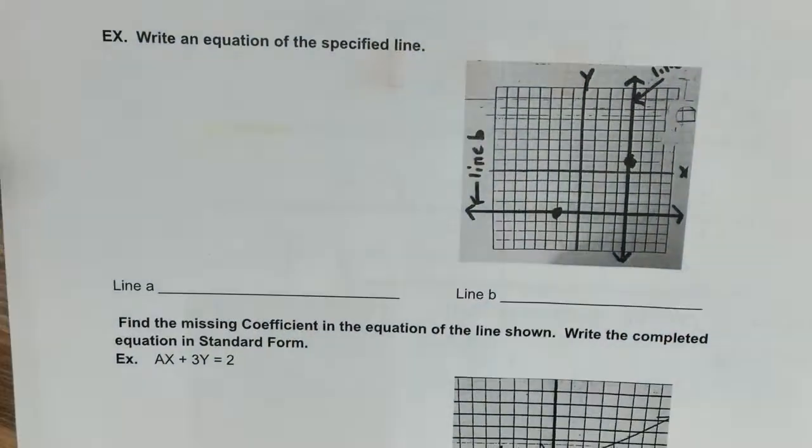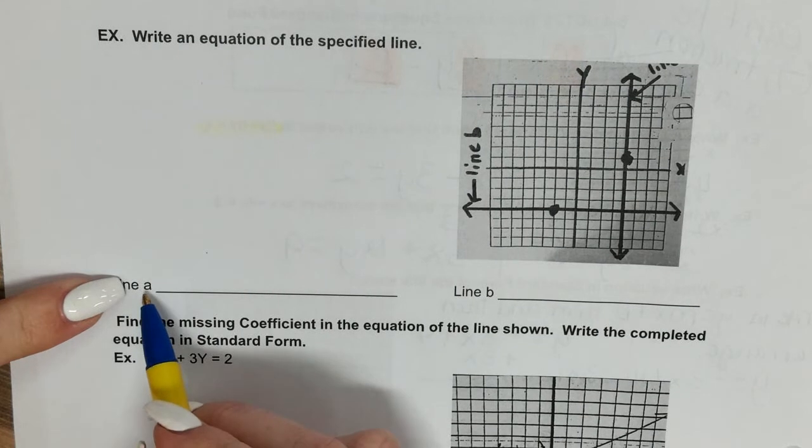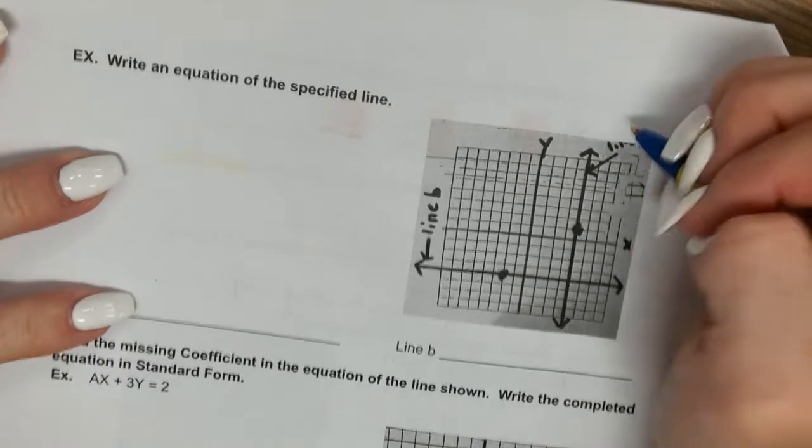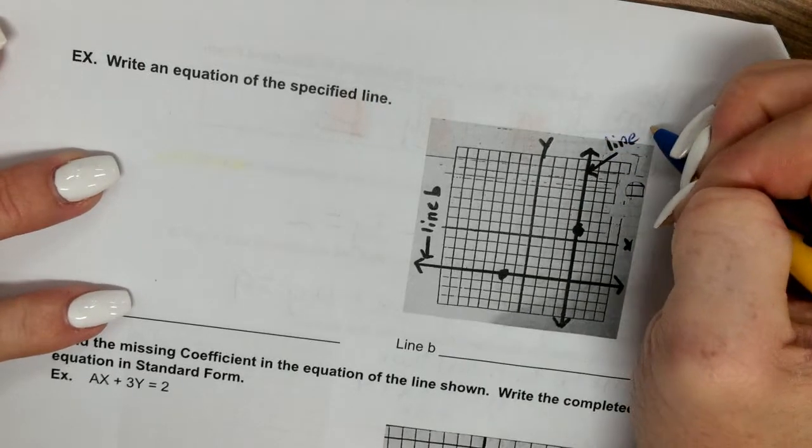All right, y'all have done this already. It says write an equation of the specified line. So this one once. Line A. So everybody find line A. Oh, it's this one. Line A.